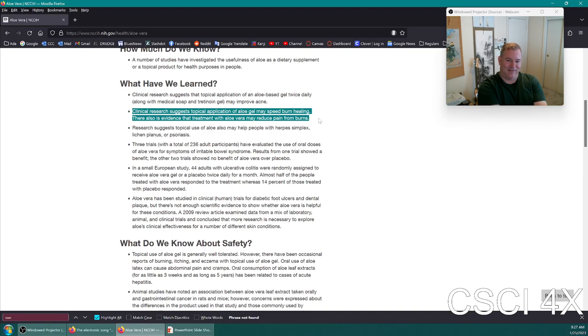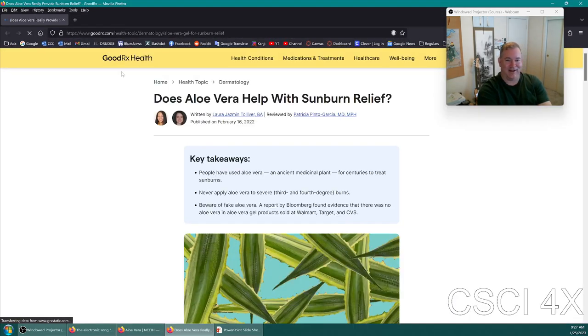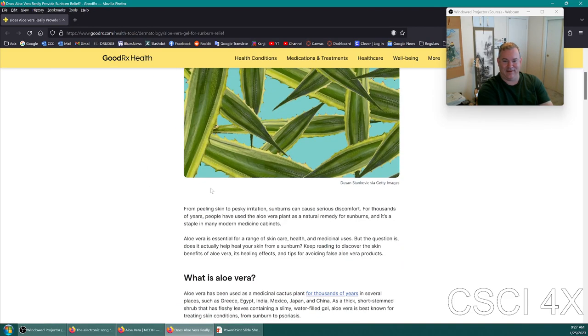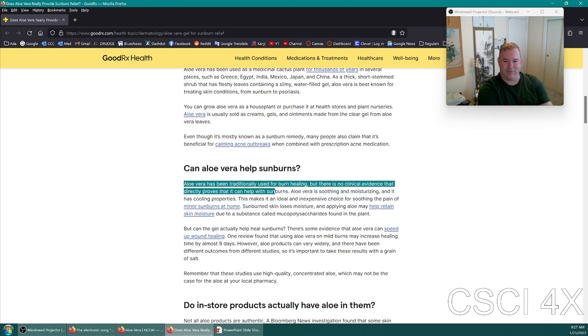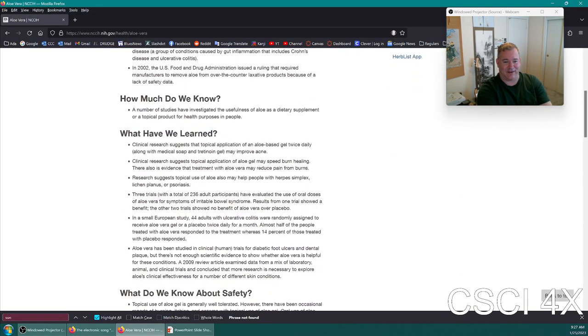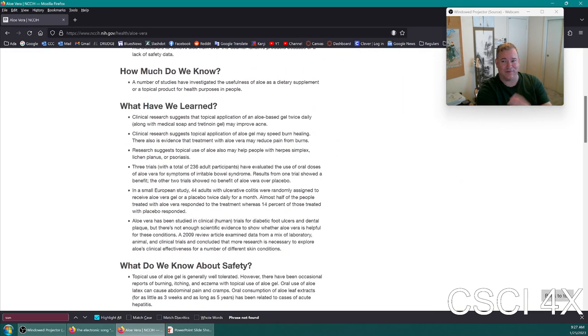The wording on these sorts of things is actually quite good. GoodRx, I don't know if GoodRx is a trustworthy website. No clinical evidence that it provides help with sunburns. Okay. But again, what I'm seeing here is I don't see anything on the NCCIH website specifically on sunburns. It may reduce pain from burns. It may speed. But you see, there is evidence. They'll actually be very precise. There is some evidence. There is evidence. There's strong evidence. There's not enough scientific evidence.